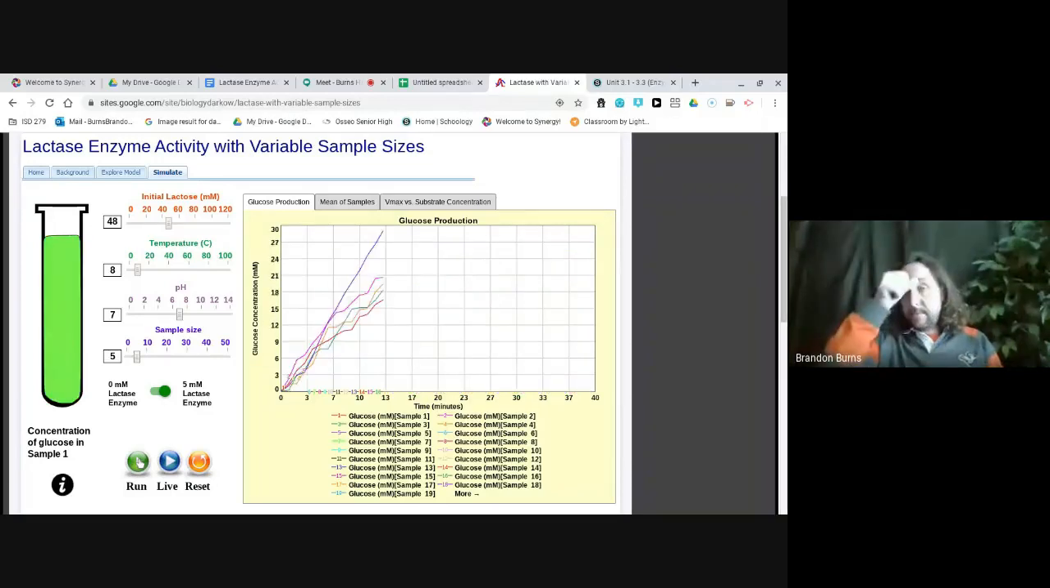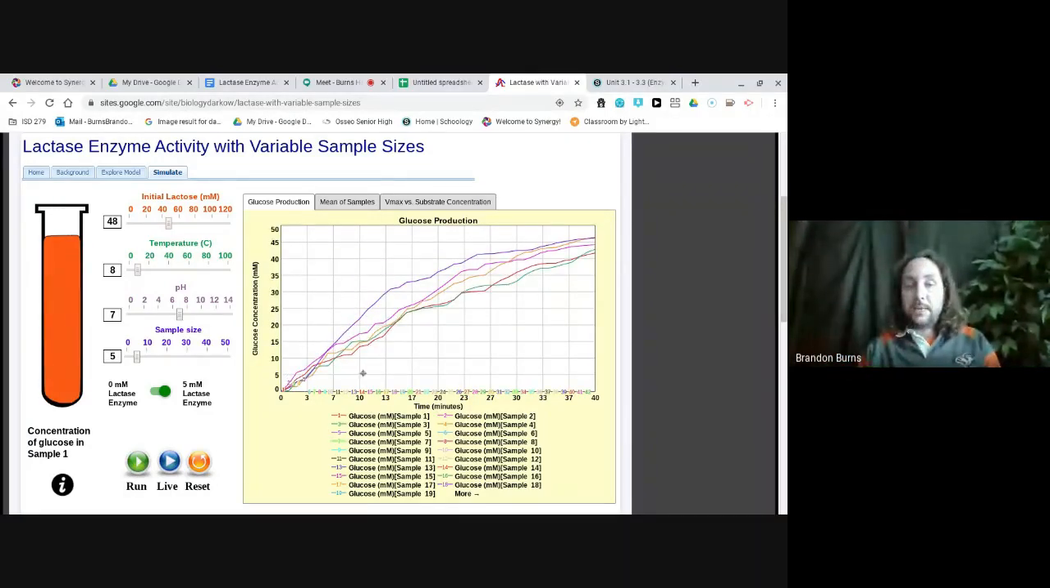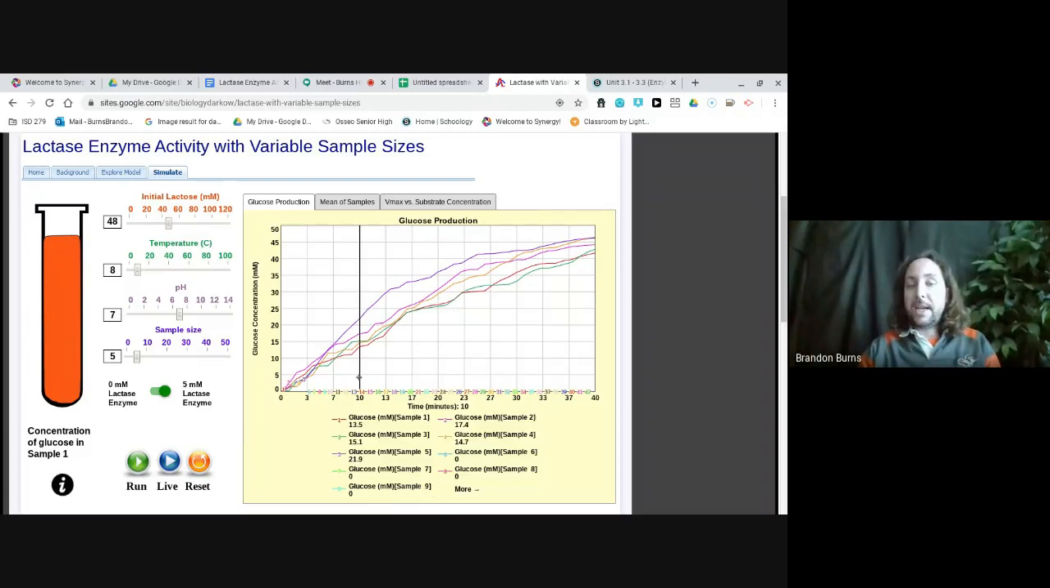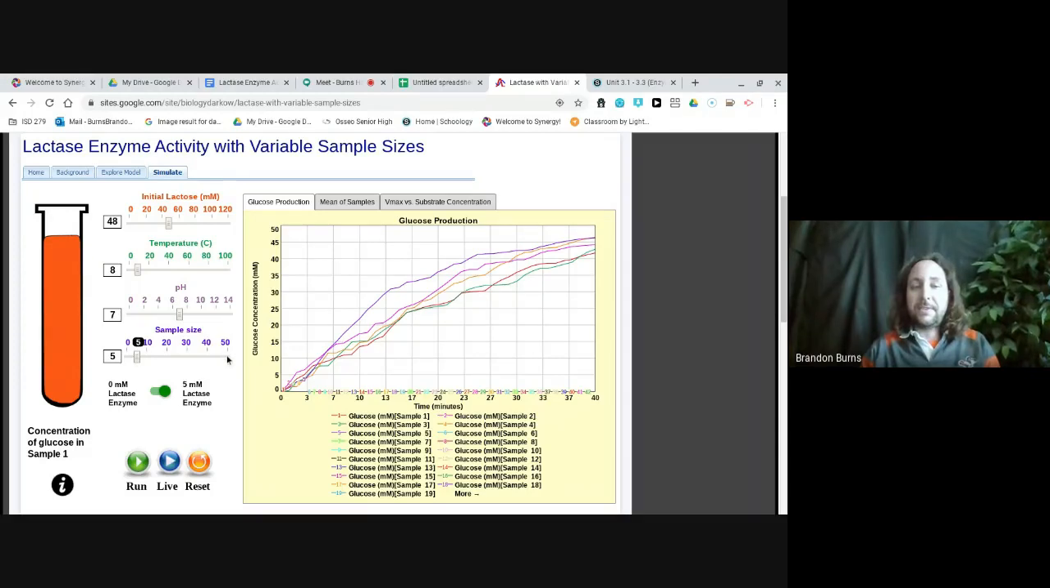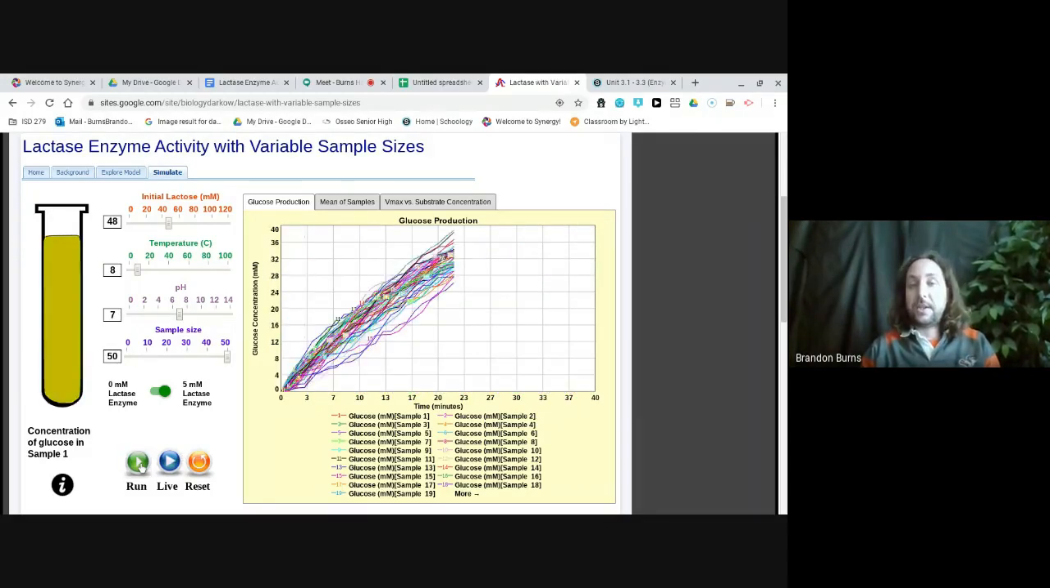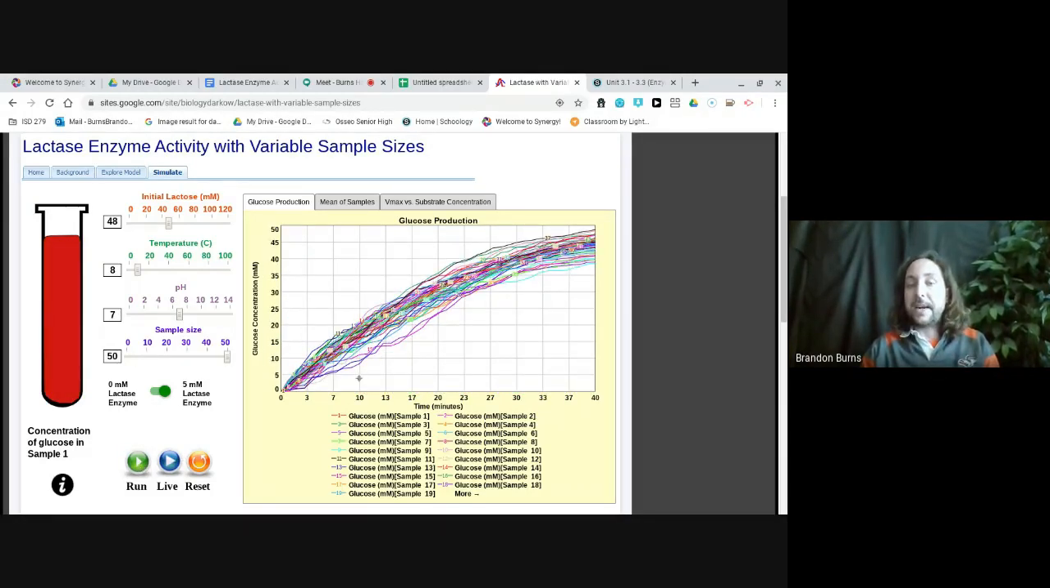When we graph it and we put our line here at 10 minutes, at the bottom of this page, all of these values, 13.5, 17.4, that's how much glucose was made in the first 10 minutes. So I think I'm answering your question here, but that's where you get your 5 samples. There's going to be others, sample 6, 7, 8, 9, but those just didn't get run. You can do this up to 50 samples, right? So if you wanted to, you could run a ton of samples, but we don't need that much data. 5 samples is enough. Okay.